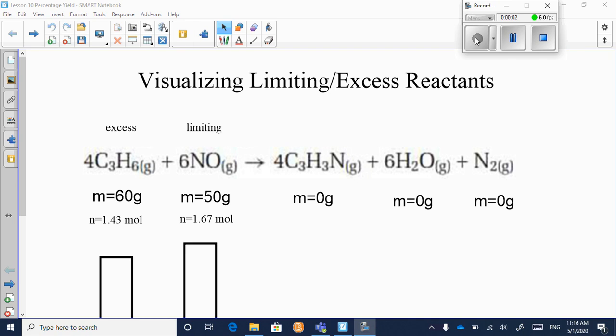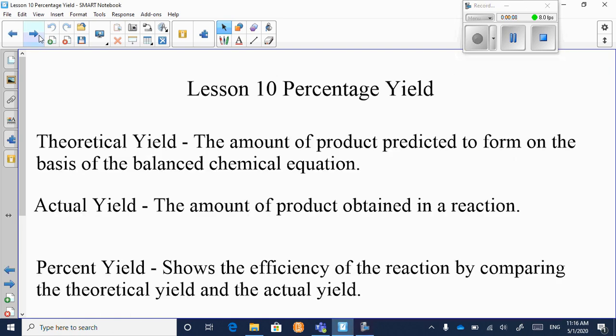Hi everyone. So here we go with the last lesson of Unit 3. And the name of this lesson is Lesson 10, Percentage Yield.